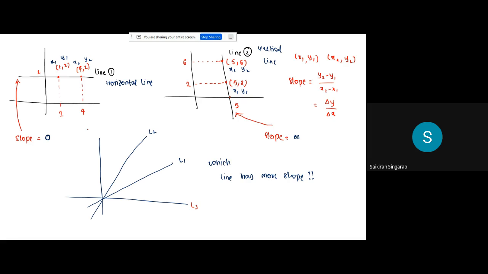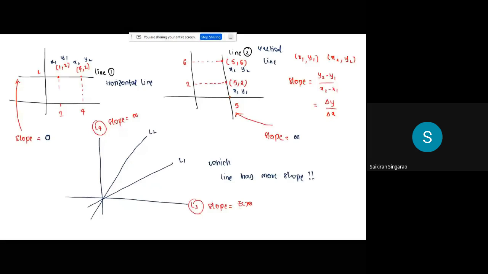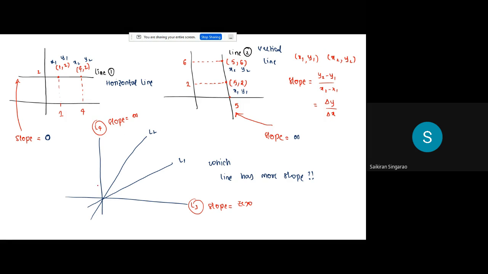Let me call this line 3 and this line 4. What is the slope of line 3? What is the slope of line 4? How does line 3 look to you? It's a horizontal line, so its slope is 0. And line 4 is a vertical line, so its slope is infinity. If the line is perfectly horizontal, its slope is 0. If the line is perfectly vertical, that is 90 degrees, the slope will be infinity.